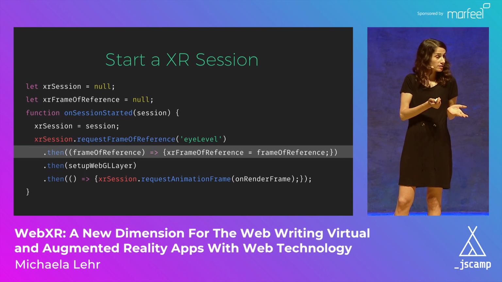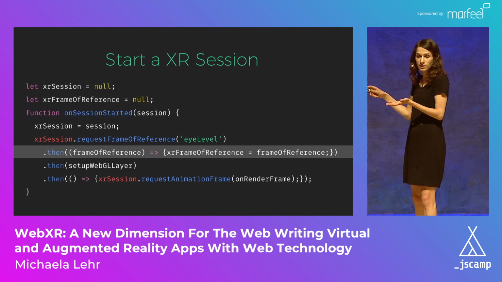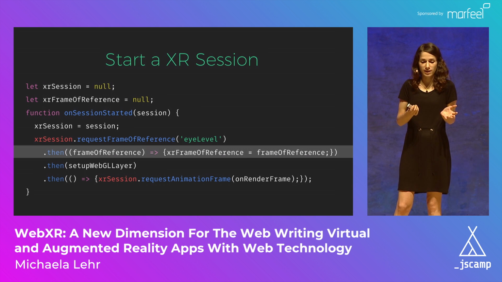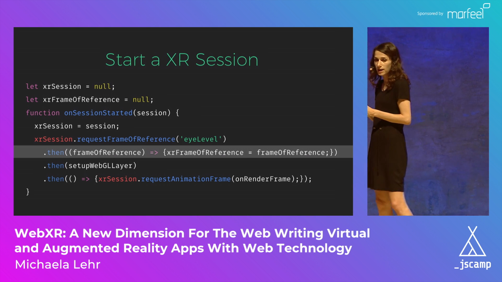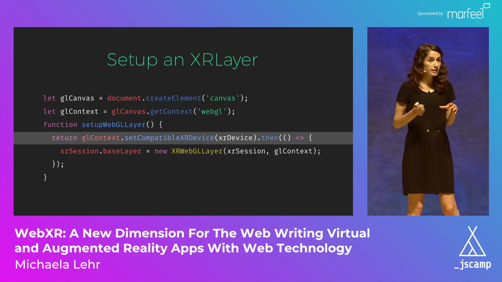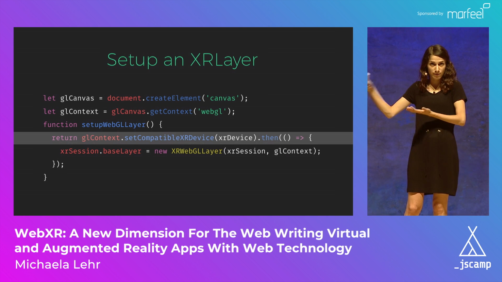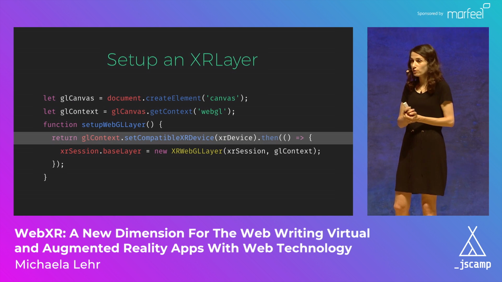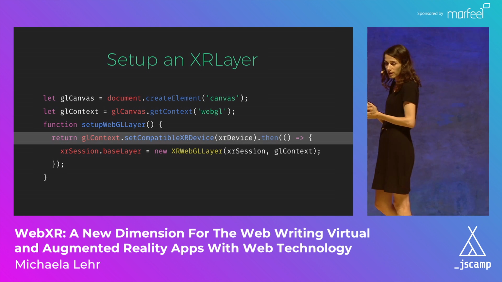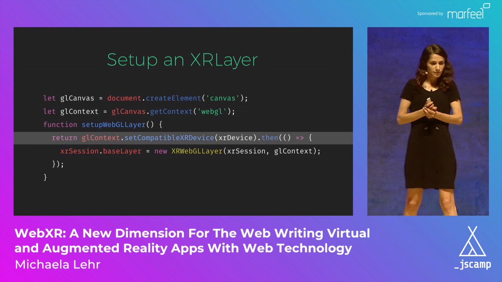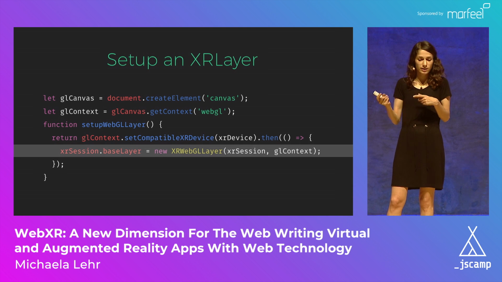The requestFrameOfReference method then also returns a promise that gets resolved in an XR frame of reference object. And before we start the render loop, we also need to set up an XR layer, which is a WebGL layer. And this layer allows WebGL to provide the bitmaps then to be rendered to the device. And to set a new WebGL layer, we can use a method from the WebGL context of a canvas object, the setCompatibleXRDevice method.